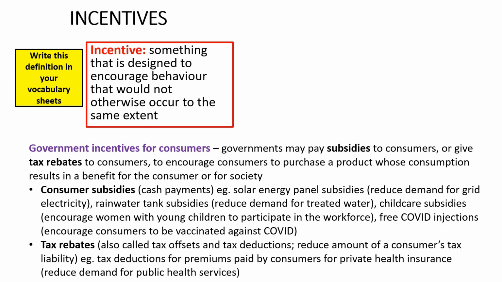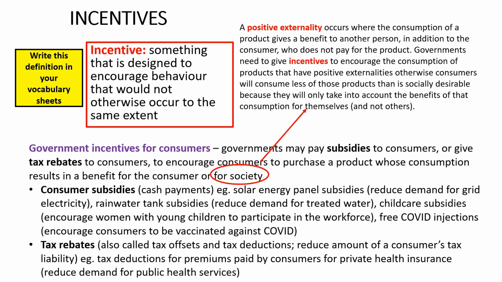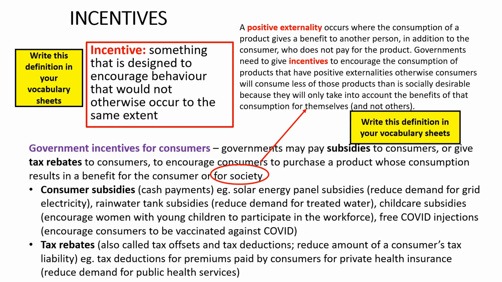Well, the answer lies in the fact that these goods and services result in not only a benefit for the individual consumer who buys them, but also for society. Using economics language, the purchase of these goods and services results in positive externalities. A positive externality occurs where the consumption of a product gives a benefit to another person, in addition to the consumer, who does not pay for the product. Look down the left-hand side of your vocabulary sheets, find the term positive externality and write this definition in there.